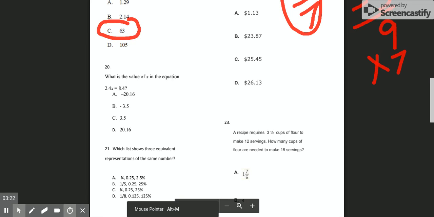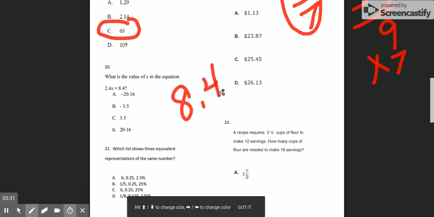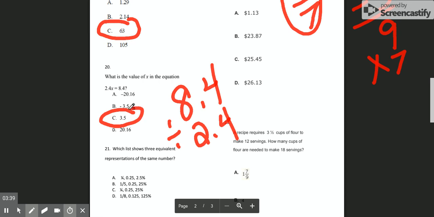Number 20. Same thing, it says to multiply by 2.4, so I'm going to divide by 2.4, and 8.4 divided by 2.4 is C, 3.5.